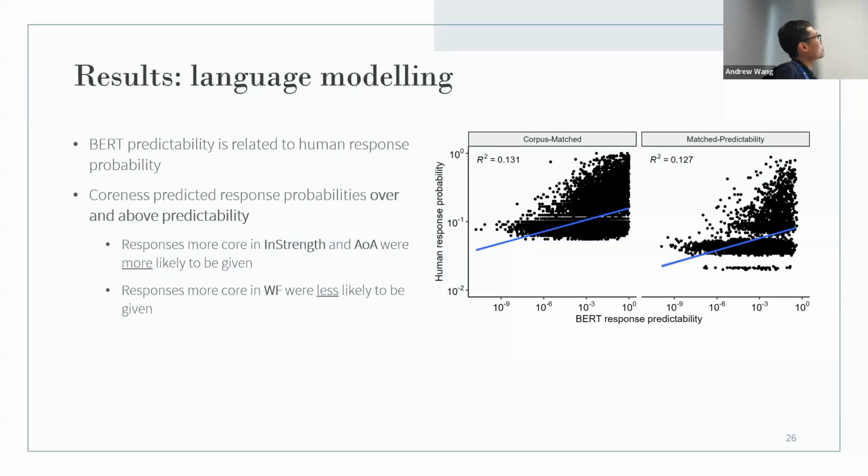So we found that responses that were more core in strength and AOA were more likely to be given over and above their predictability according to language models. Interestingly, we found that responses that were more core in frequency were less likely to be given after accounting for all those other factors, which to me really reflects bias against frequency once you take into account all those other things.